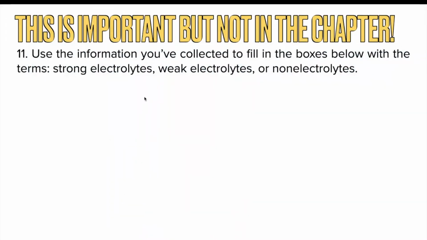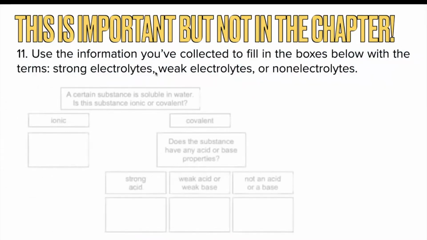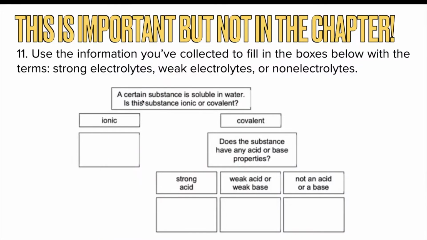All right. So using the information we collected, let's see if we can figure out what's going on with this chart. Is a substance soluble in water or not? That's what we really care about. It says a certain substance is soluble in water. Great. Is it ionic or covalent? Well, if it's ionic, is it strong, weak, or a non-electrolyte? If you see an ionic substance, we're going to say that's a strong electrolyte, assuming it's soluble in water. That's why the solubility rules are so important.